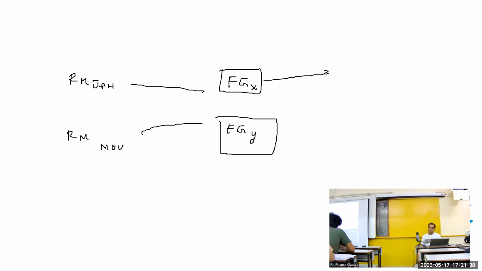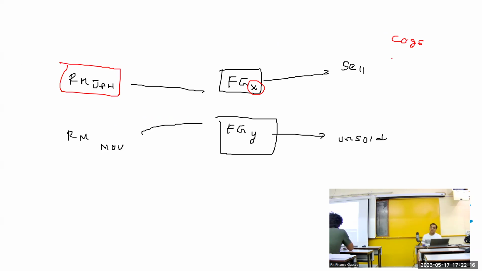Now this finished good X was sold and this one is unsold. Okay, so Tanisha, can you tell me what is the cost of goods sold? Which good has been sold, X or Y? X has been sold. And what went into the production of X? So cost of goods sold over here will consist of raw material of January.